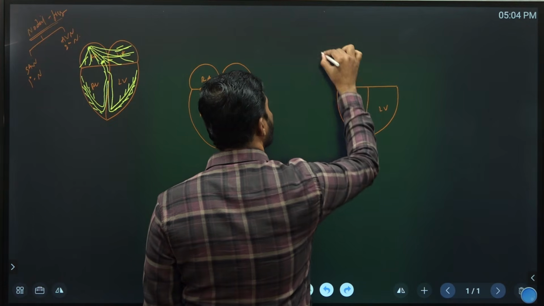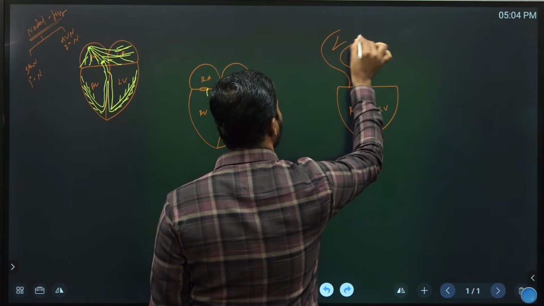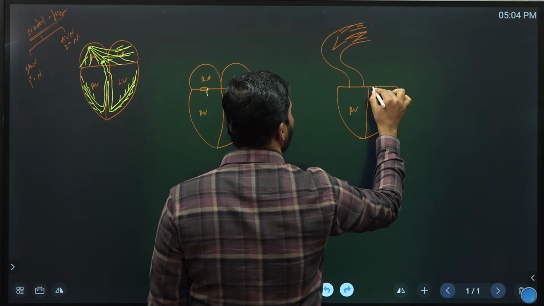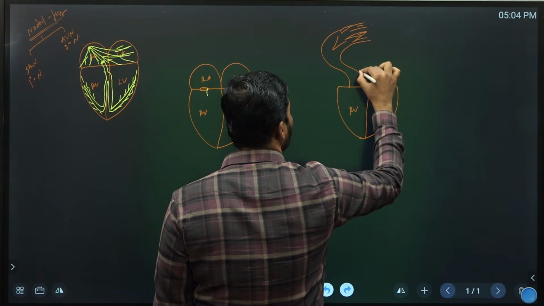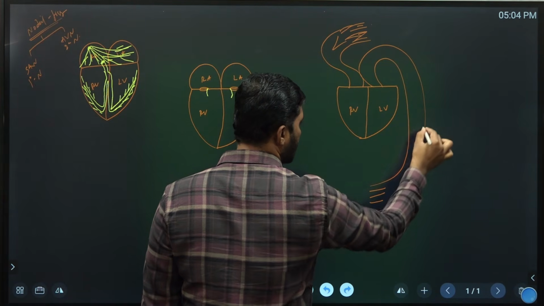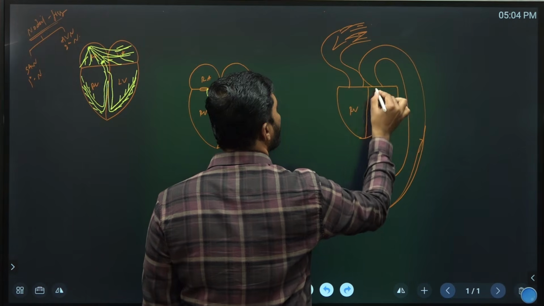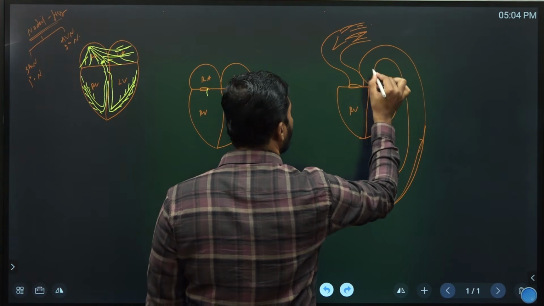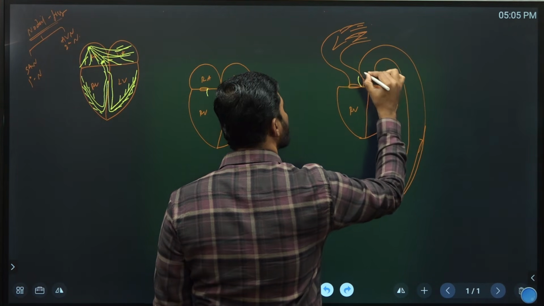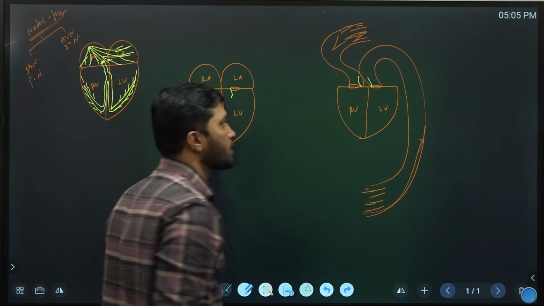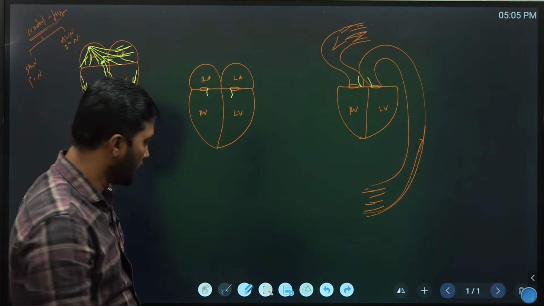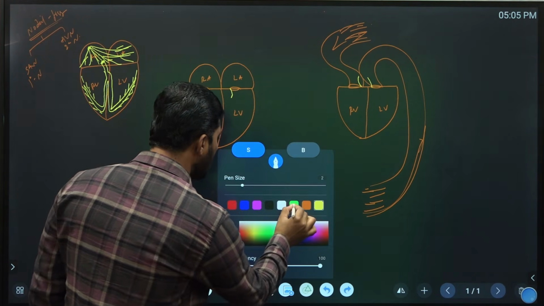This is the pulmonary trunk, the arteries, and here the lungs. And this is the systemic trunk. Here the valves are semilunar valves: this is the right semilunar, this is the left semilunar. So, before the auricle systole in a heart, there are a total of three activities.